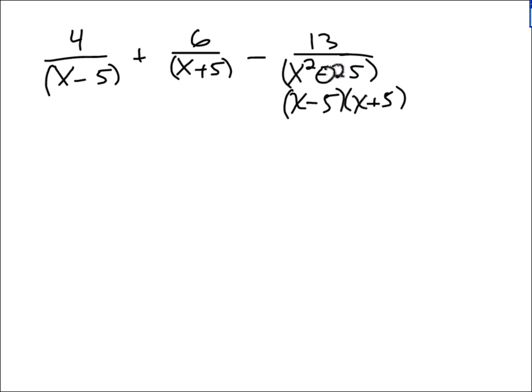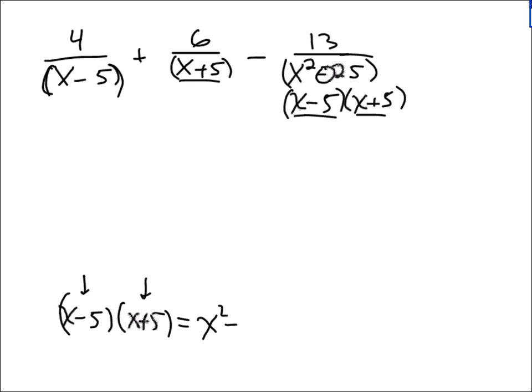Let's find the LCD. I didn't write down x minus 5 yet, so I write it down. I didn't write down x plus 5 yet, so I write it down. I did write down x minus 5, there it is. And I did write down x plus 5, there it is. So that's the LCD. Sometimes we'll like to see it as x squared minus 25, other times as x minus 5, x plus 5. But nonetheless, that's the LCD.